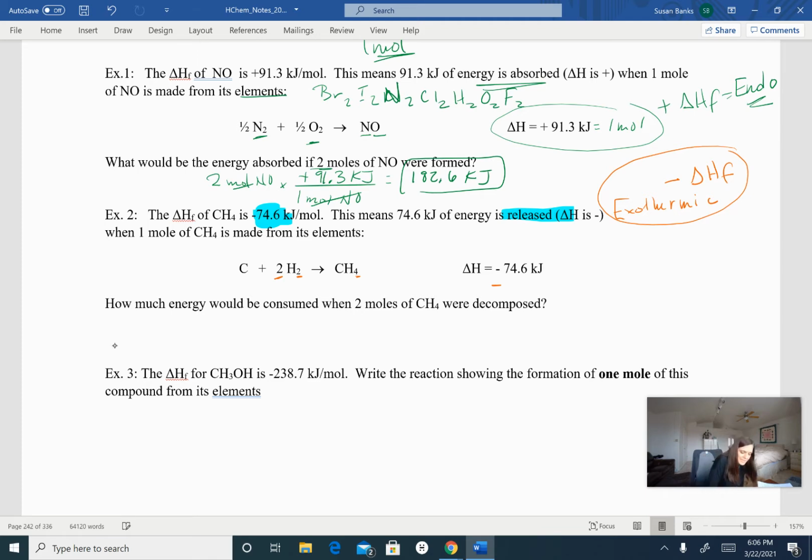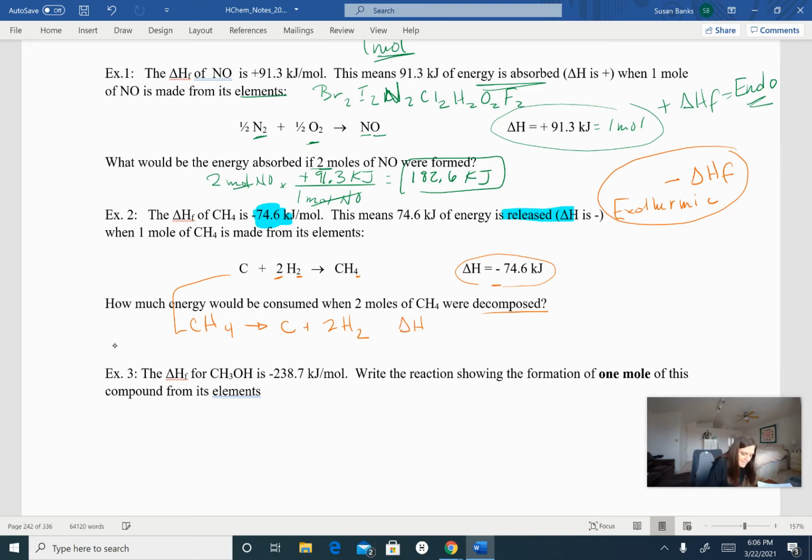What about being decomposed? Doesn't that mean the reverse? Wouldn't this be methane breaking down into carbon and 2 hydrogen molecules? Compare these 2 reactions. Isn't one the reverse of the other? So what happens to the delta H, or the enthalpy of the reaction, when I reverse it? Think about that. Do you have any idea?